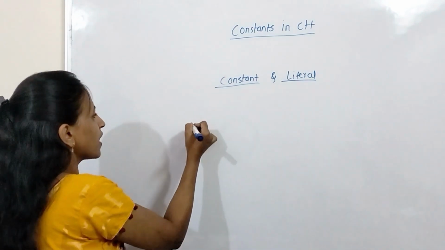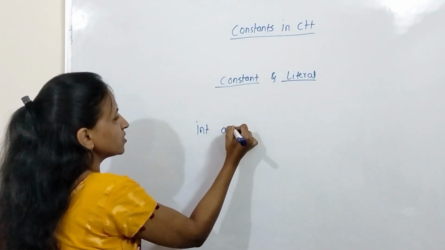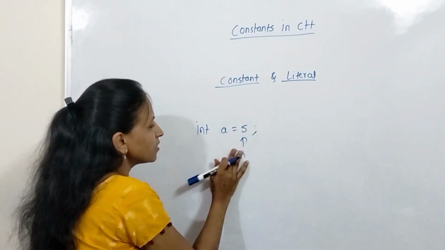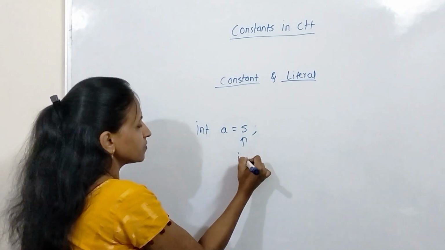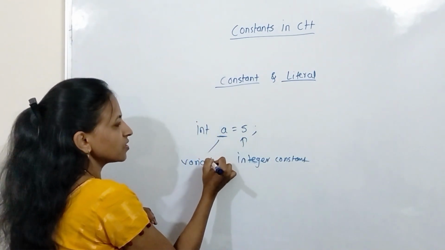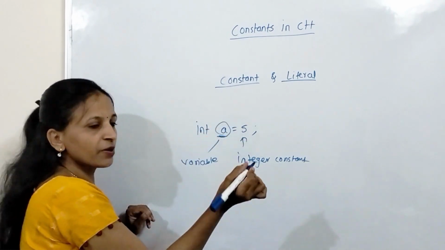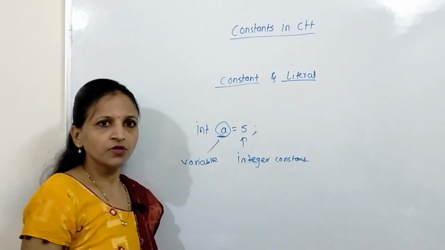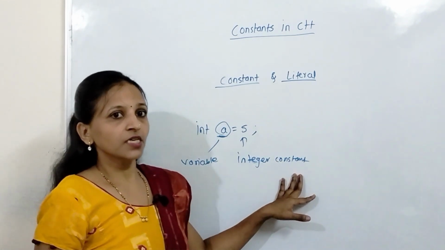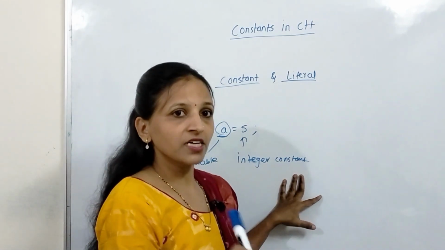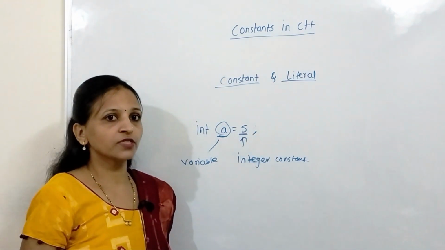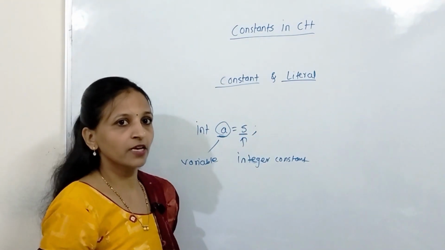See, in a program we can declare one variable like int a = 5. Here this 5 is nothing but an integer constant. And a is a variable of type integer, meaning a's value we can modify, but this 5 is a fixed value. Getting? That is an integer constant. But it is better to use the word literal for these types of fixed values in a program. I will use the word literal for those values.